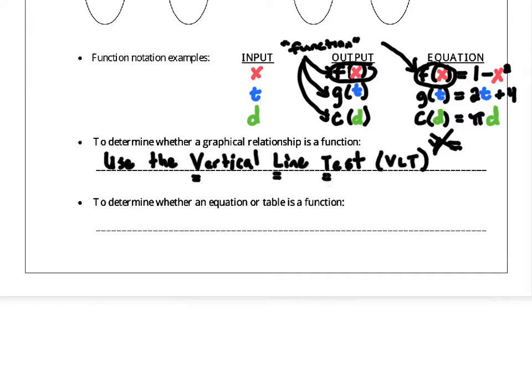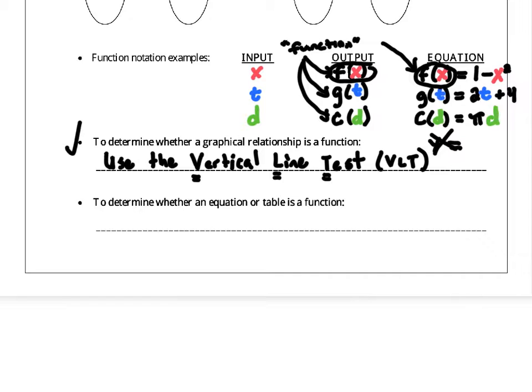for function. If you're asked to determine whether a relationship is a function and you have a graph, you can use the vertical line test, and we'll talk in just a moment on how to use that test if you don't already know.